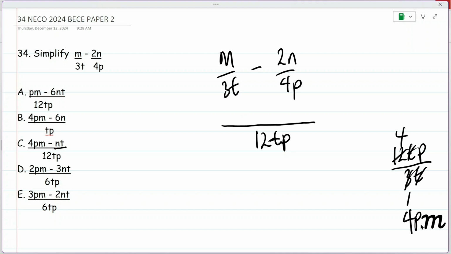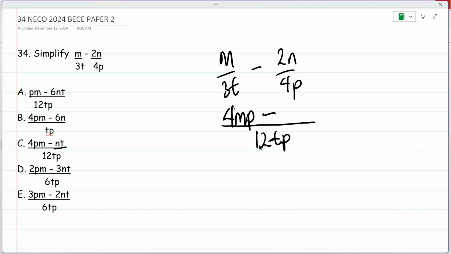And since it's good to arrange in ascending order, you put the m before the p, because m comes before the p as regards the alphabet. So you have 4mp. It's better you put it like this. So if you have like terms, you can easily figure them out and solve.